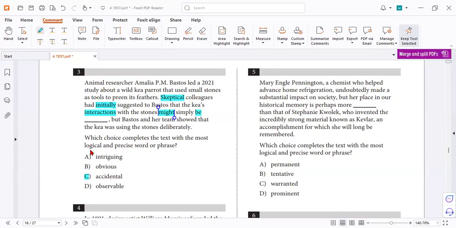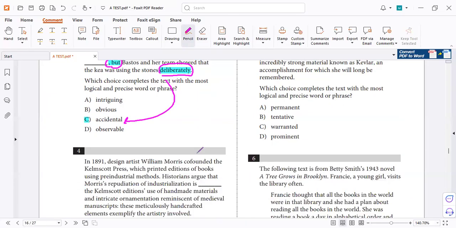Accidental. Okay. Like, wait, we need to find the evidence. How did you know the interactions is accidental? Happened by luck, by accident, by chance, for instance. He said here, but the team showed that the Kia was using the stones deliberately. You remember the contrast technique? But here, deliberately, opposite to accidental. Look, very easy. That's why.